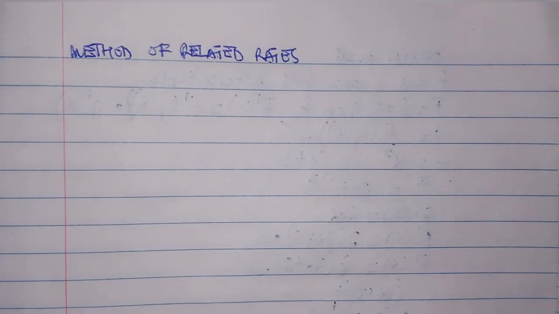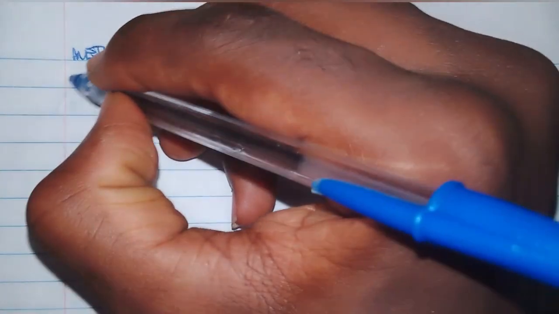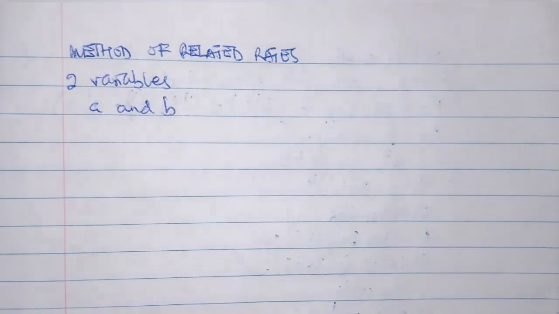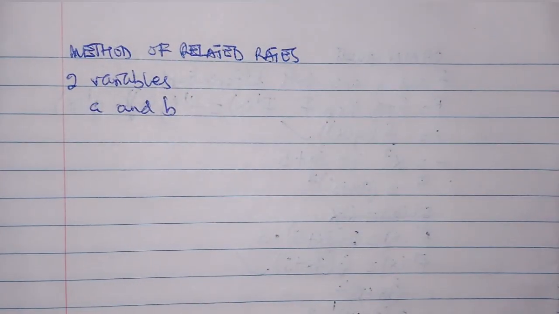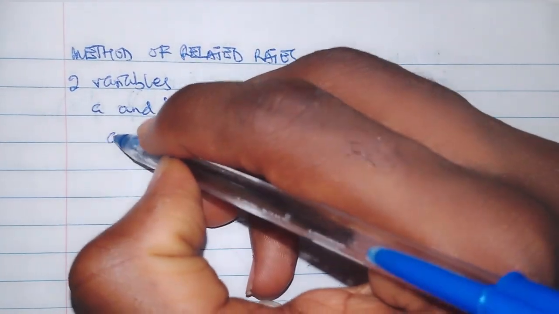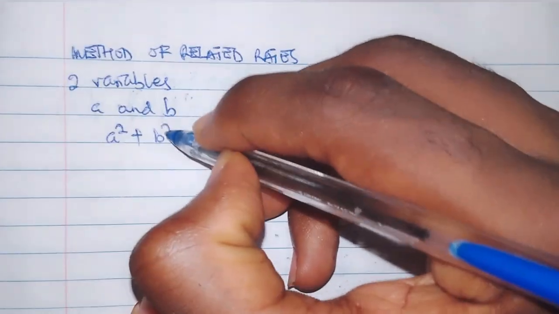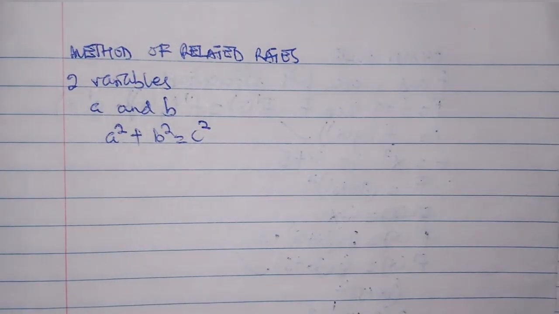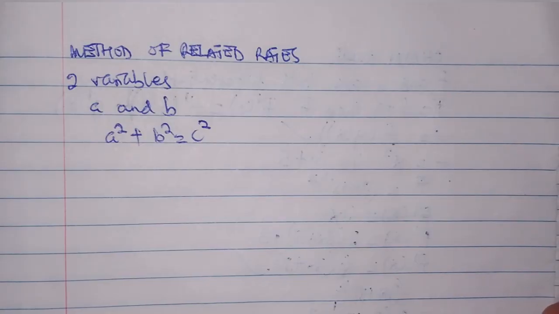It says that if two variables, let's say a and b, are related by an equation, so let's say a squared plus b squared equals c squared, this is my equation, and both are functions of a third variable.